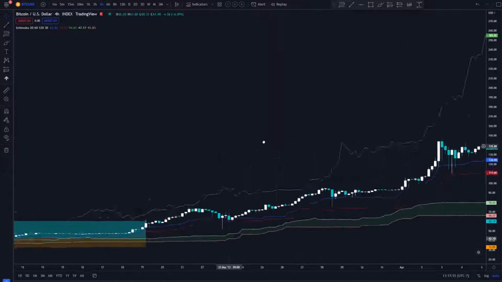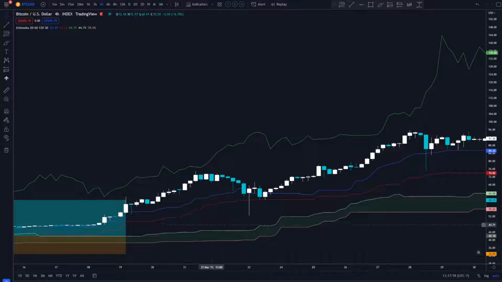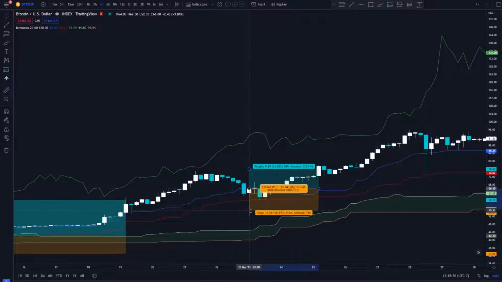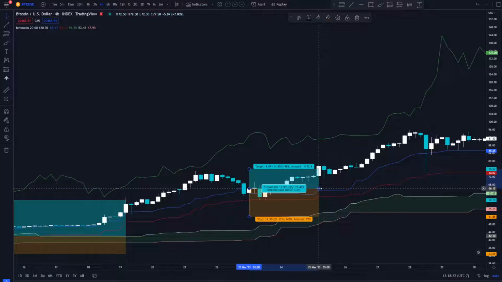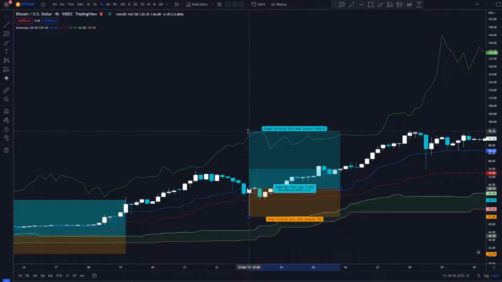So let's do another long example. Here, all the conditions are still met. The Tenkan and Kijun are crossed bullish. The cloud is crossed bullish. The lagging span is above the price, the TK lines, and the cloud. And price has just pulled back into the Tenkan and closed above. So we can do the same thing here. Long position, just below the wick once again, and targeting 2 times the risk.